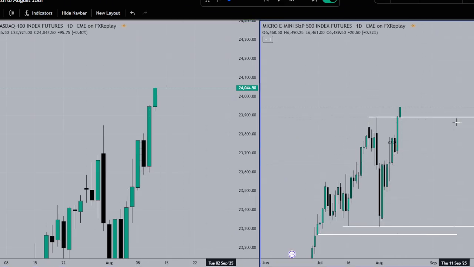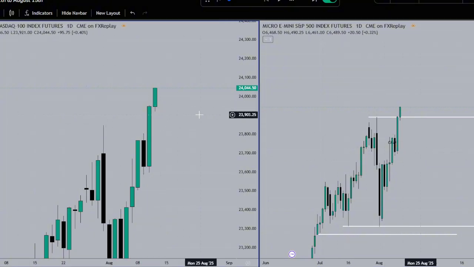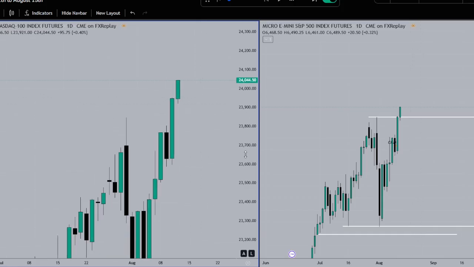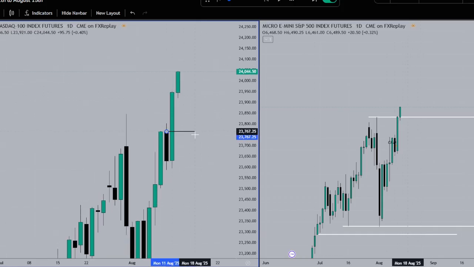So we swept out that weekly external now. Okay, let's go down to the lower time frame. So first off, what am I looking for? We have a propulsion block right here.